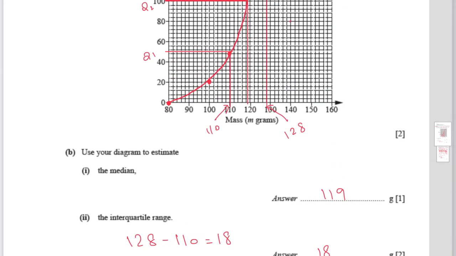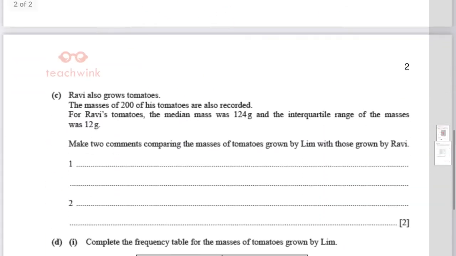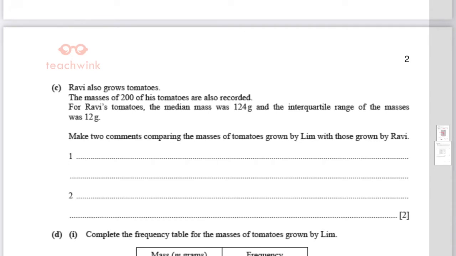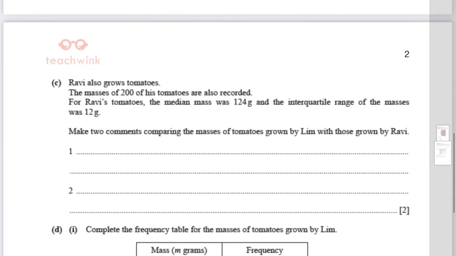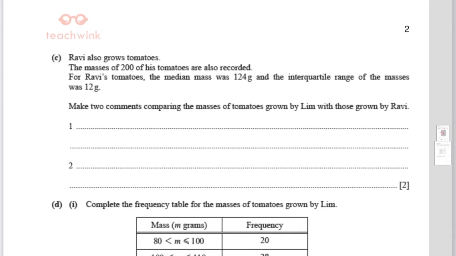Okay, let's move on. The next part says Ravi also grows tomatoes. The masses of 200 of his tomatoes are also recorded. For Ravi's tomatoes, the median mass was 124 grams and the interquartile range of the masses was 12 grams. Make 2 comments comparing the masses of tomatoes grown by Lim with those grown by Ravi. Okay, so they've given us the interquartile range and they've given us the median mass.